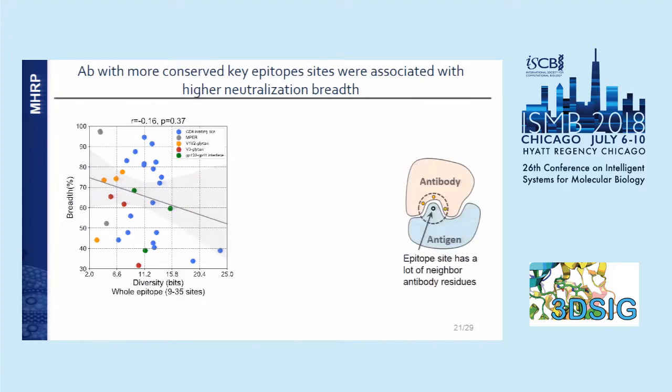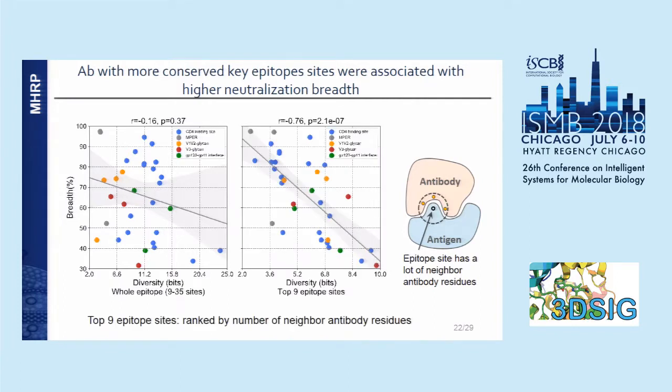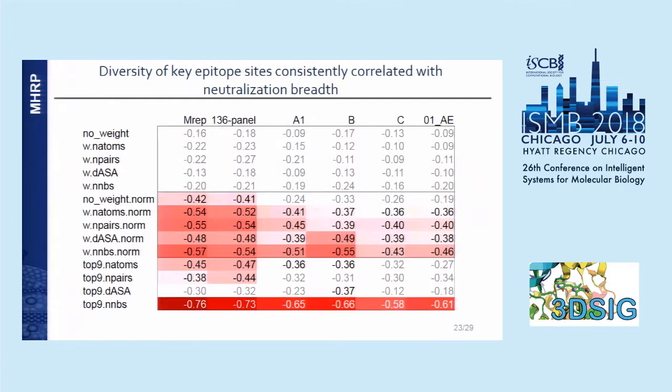But we know that in protein-protein interactions, some sites are more important than others. For example, in the antigen, this site has a lot of antibody residues around it, so it may be more important than other residues for antibody recognition. So we ranked sites by the number of neighbor antibody residues, picked only the top 9 epitope sites, and defined our epitope diversity based on only those. Then we found a pretty strong correlation between the diversity and the neutralization breadth. Here we also tried some other definitions and used different sequence data sets to estimate the diversity.